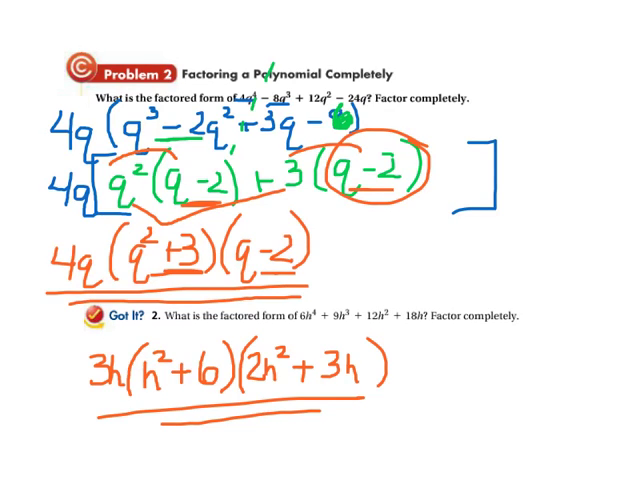Okay, you should have ended up with something that looked like this. It's okay if your 2h squared plus 3h comes before the h squared plus 6. In fact, it probably did, and that's totally fine. I was just trying to do this in my head.